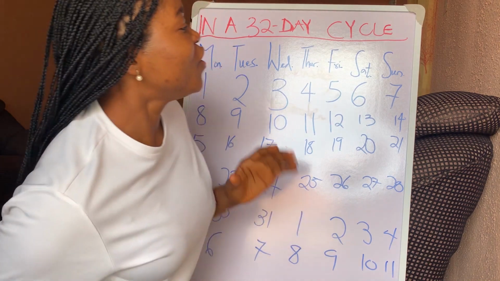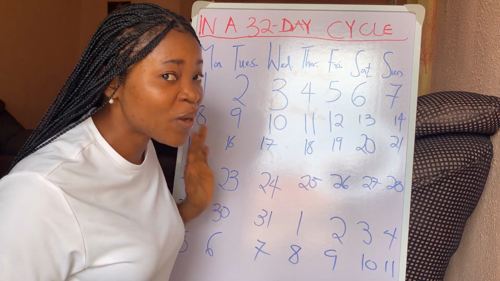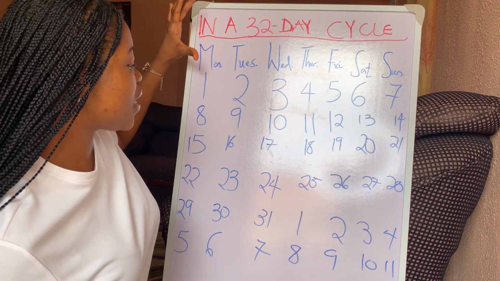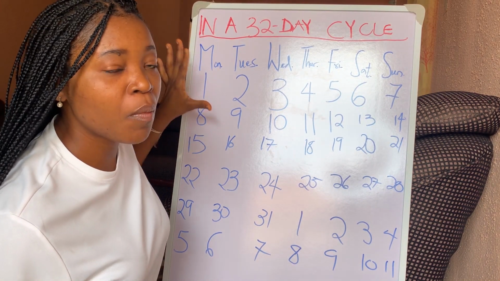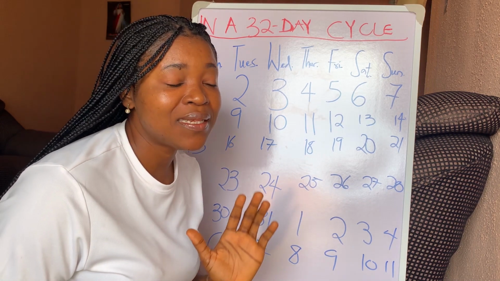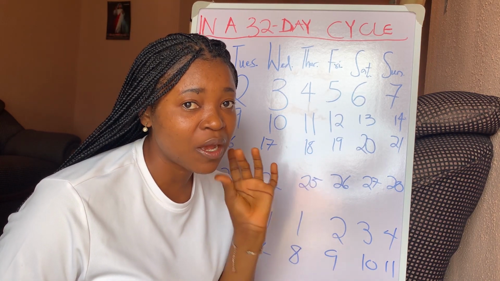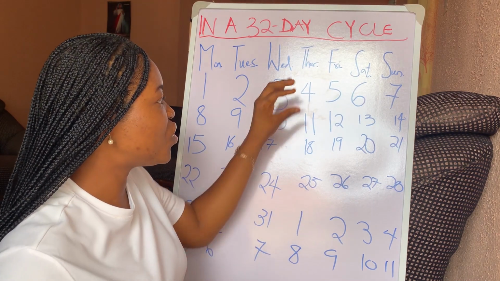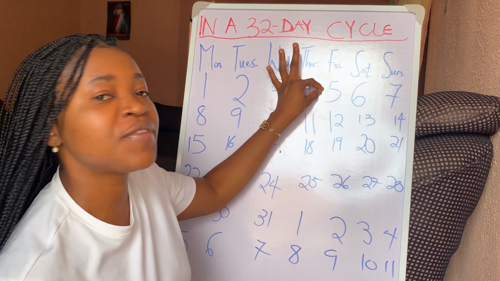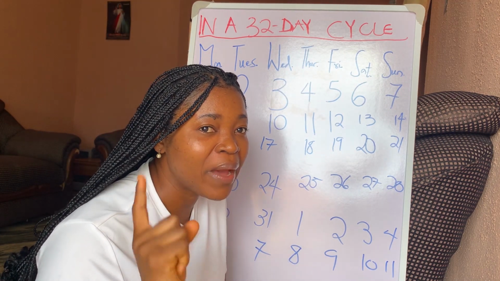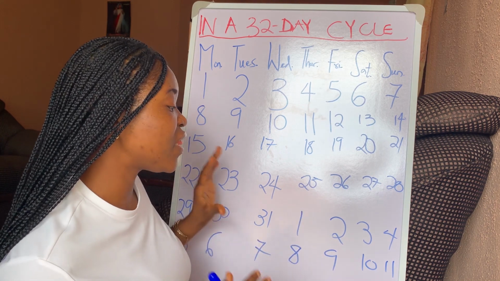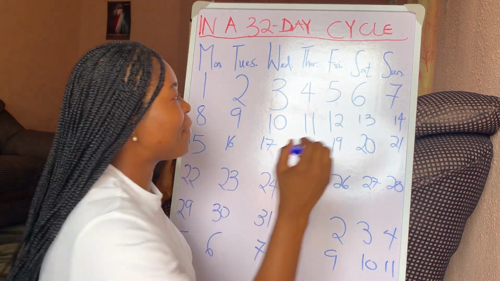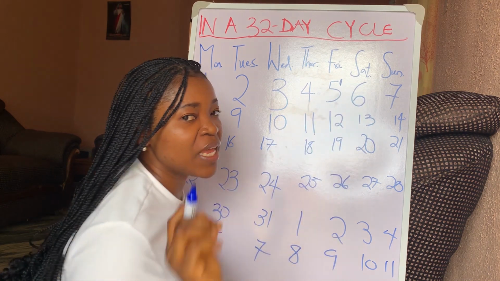Now, if you are someone that has a 32-day cycle, I already have something going on here. This is the days of the month in the year, and we are in December right now. Today is 5th of December, and let's assume that my period started today. So this 5th is the first day of my menstrual cycle, and I have a 32-day cycle. So let's just start calculating. This 5th is my day 1.